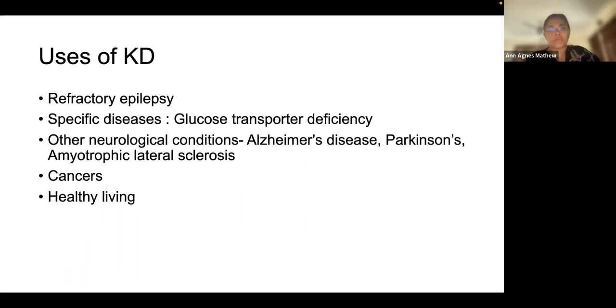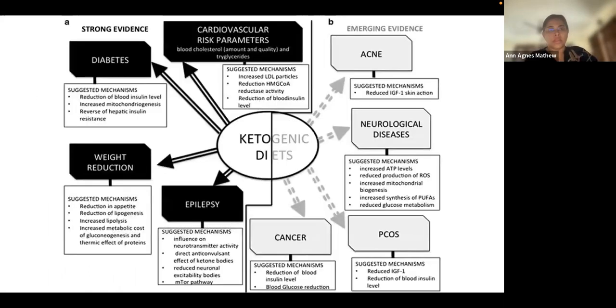Many people, as we know today, in fashionable upmarket shops, you would find ketogenic diet formulations, but that is not really the ketogenic diet. Dr. Malathi will talk to you more about it. So for healthy living as well, it is basically cutting down carbs.